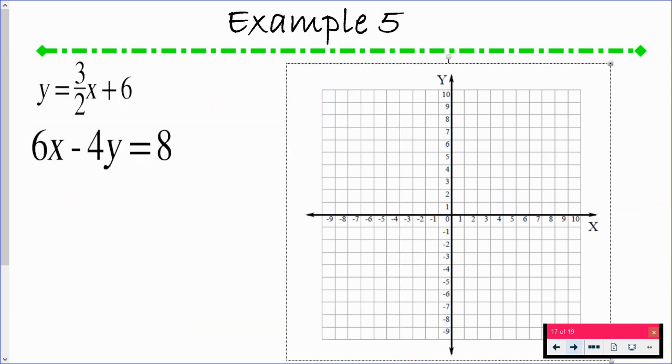Okay, and finally, example number 5, which is the last one for today. The first one is already in slope-intercept form, so I'm going to go ahead and graph that first. I'm going to start up at 6. I'm going to go down 3, left 2, and continue that pattern. That's my whole line for the first one.